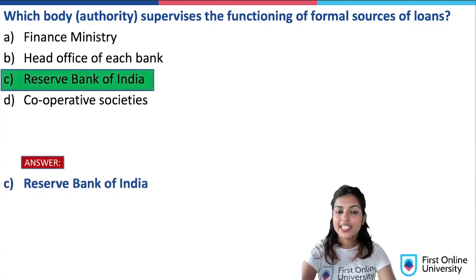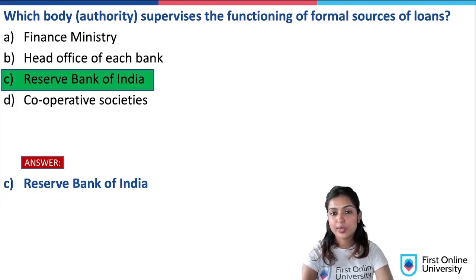The answer is C, RBI. So this body supervises the functioning of formal sources of loans, but there is absolutely no body which supervises the functioning of informal sources of loans in India.